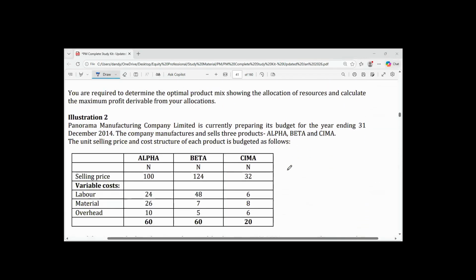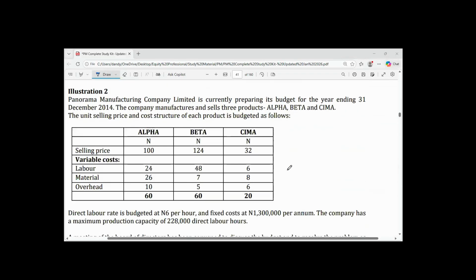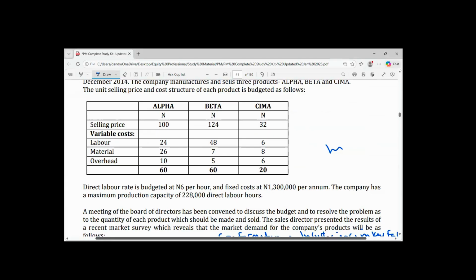Like I said, we are going to have four different illustrations. We are going to solve a regular question. We are going to solve another one that involves minimum allocation. Then 3, we are going to have optimal mix involving make or buy. Then 4, you are going to have optimal mix involving a special order. So these are the 4 different ways in which examiner can test you under optimal product mix.